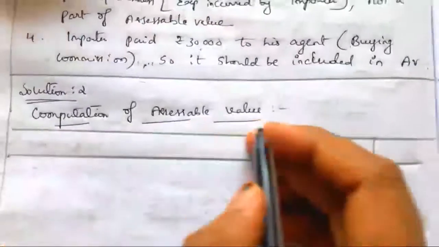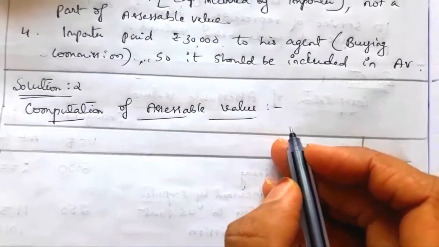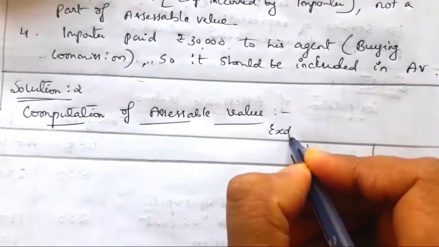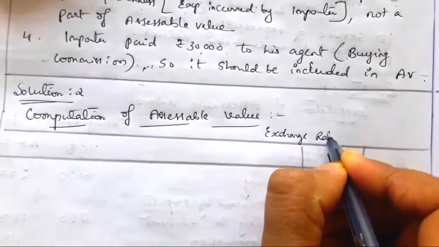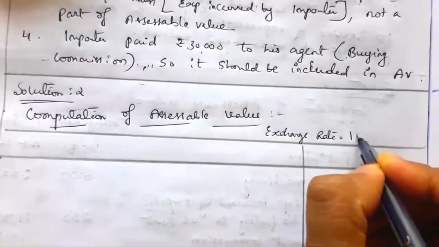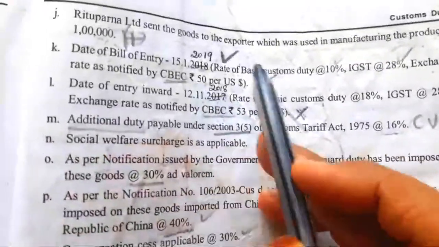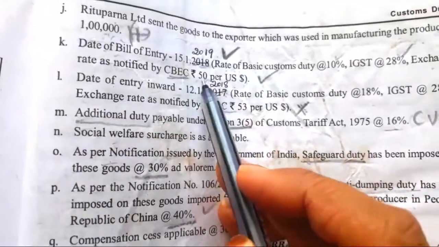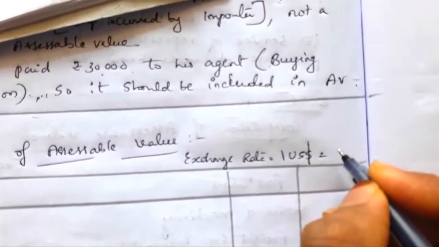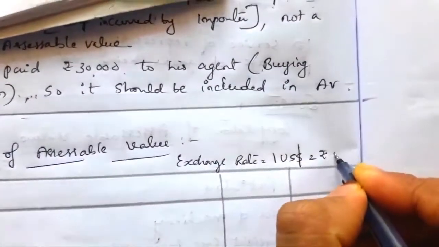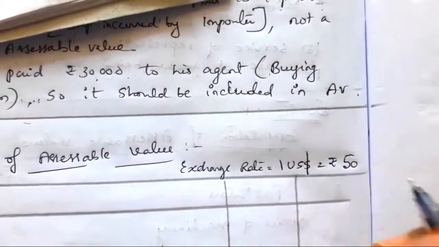So write the heading computation of assessable value, and here we have to write the exchange rate. The exchange rate they have given for $1 US. For $1 US, what is the exchange rate? We have to take the latest one, that is CBEC declared rupees 50 per US dollar. So $1 US is equal to rupees 50, we have to take rupees 50.